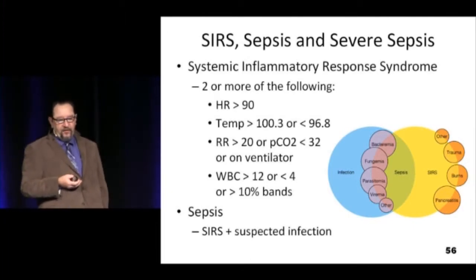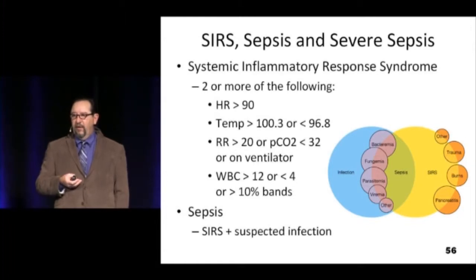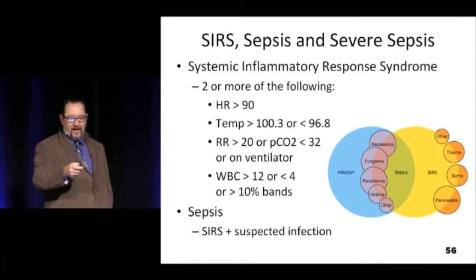Now, sepsis is when you have SIRS plus an infection. You could have SIRS without an infection. You could have SIRS with lupus. You could have SIRS with rheumatoid arthritis. You could have SIRS with some other autoimmune process, but you don't have an infection. But if you have SIRS plus an infection, that's sepsis.